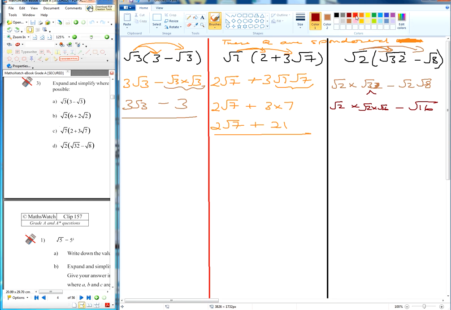So let's have a look. Let's do some simplifying. Root 2 times root 2 will give us 2. The root of 16 will give us 4. The root of 16 will give us 4. So 2 times 4 is 8, and 8 minus 4 will give us 4.